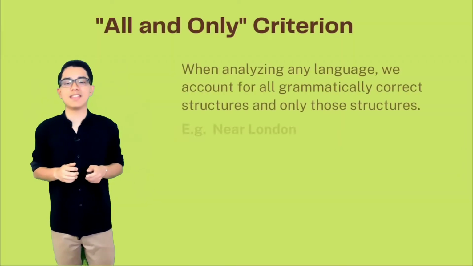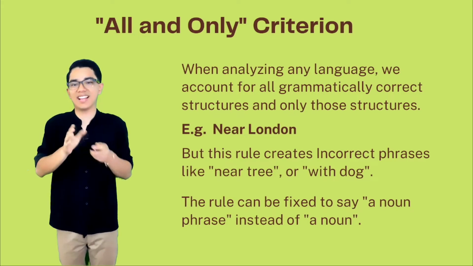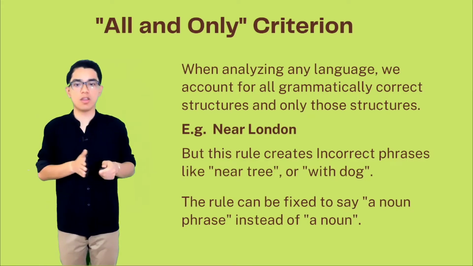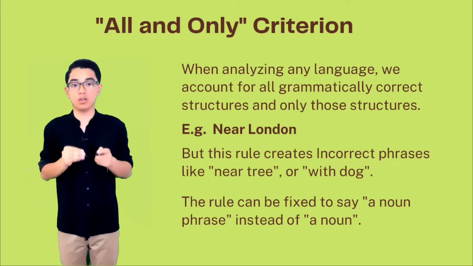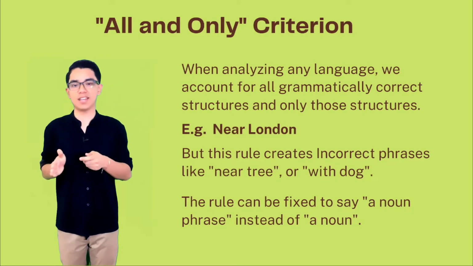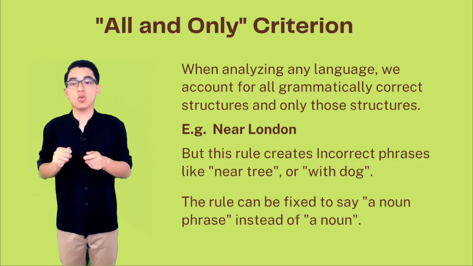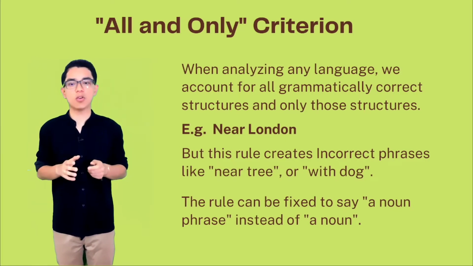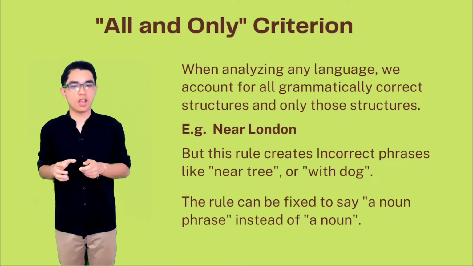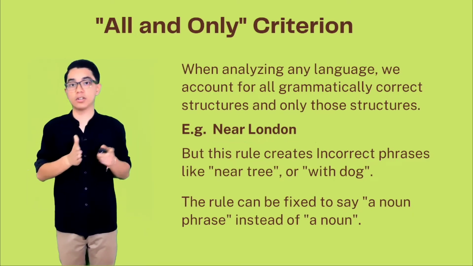So, in syntax, we focus on the all and only criterion. When analyzing any language, we account for all grammatically correct structures and only those structures. In other words, we have to check that any proposed grammatical rule produces only correct structures. For example, to form a prepositional phrase, we put a preposition before a noun, like near London.